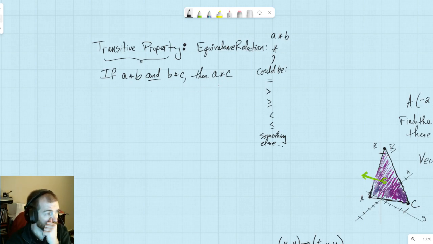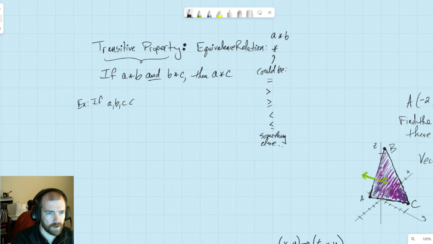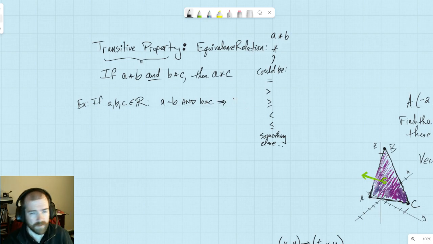So think about this in terms of, for instance, equality, right? If the transitive property holds for real numbers, so if A, B, and C are all real numbers, then we know that if A equals B and B equals C, then we know that A has to be equal to C.